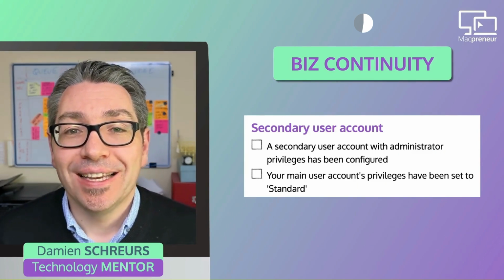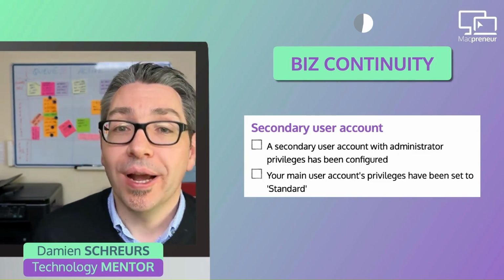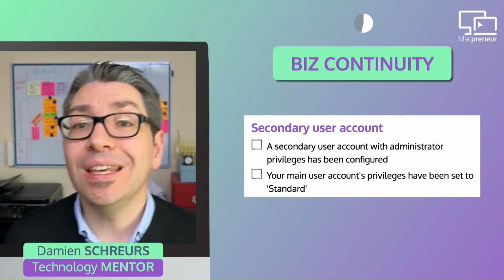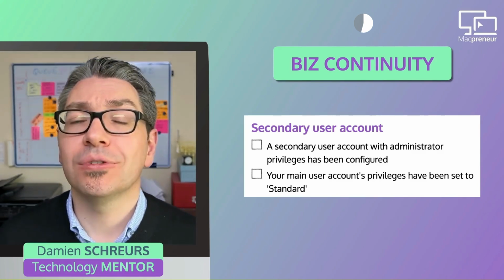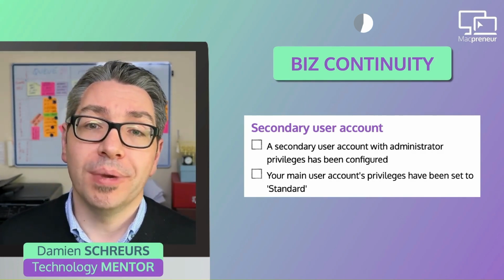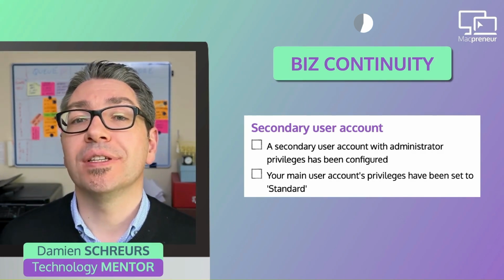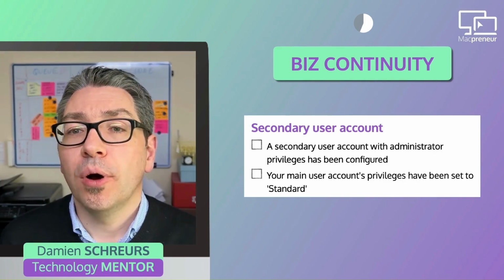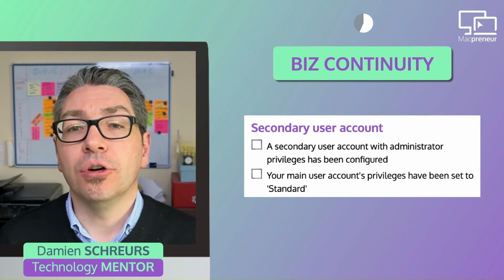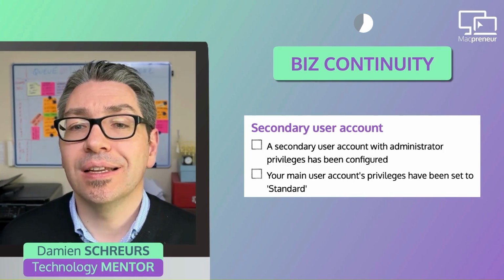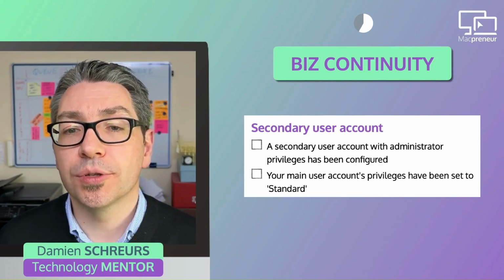Next up, a secondary user account. Why is it important? Because it can allow you to be operational even if your main user account is not. And by reducing the privileges of your main account, it drastically raises the bar for hackers and malware alike. To find out about the user account situation on your Mac, open System Preferences or System Settings and then visit Users and Groups.